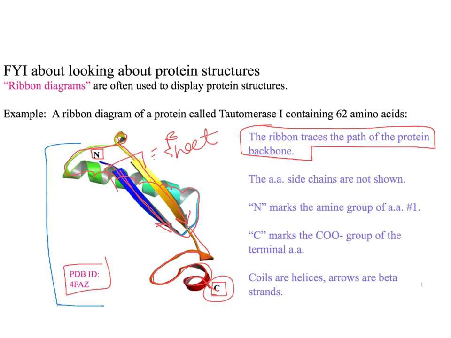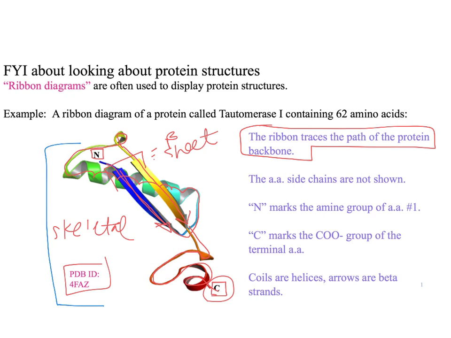So like I said, this is a really common view. It's not my most favorite view. The ribbon diagram is sort of analogous to a person's skeletal structure. So really all that you see here are the bones. You don't see all the good stuff like the tissues and all the atoms that fill in the space.